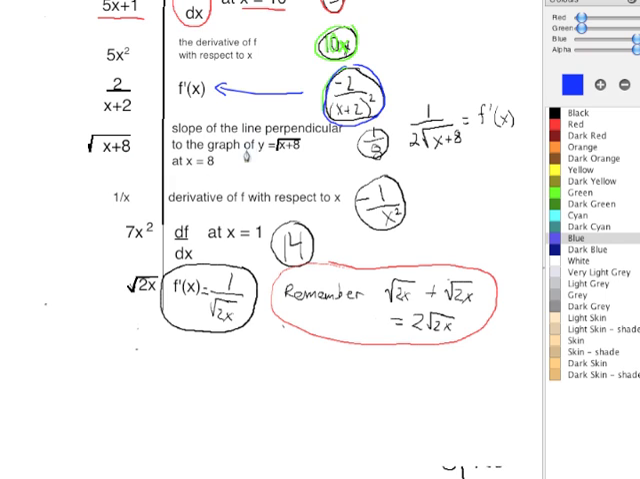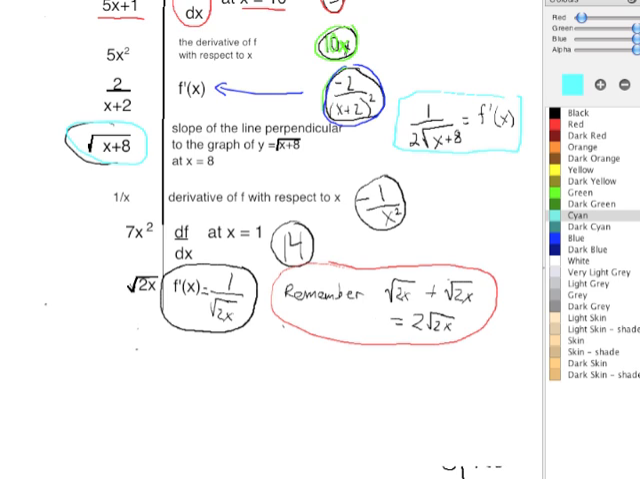I want the slope of the line perpendicular to the graph y equals square root of x plus 8. And I didn't finish this problem, but this is f prime of x. Let me do this right. Okay. If this here, let's go to cyan. If this is f of x, f prime of x is right here. 1 over 2 square root of x plus 8 at x equals 8.